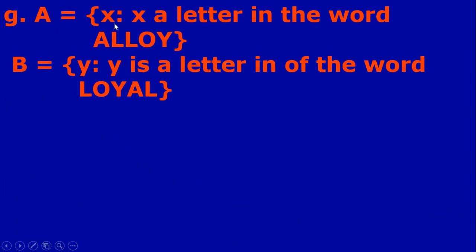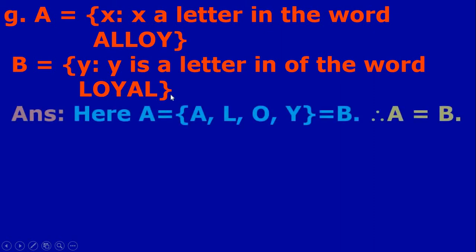Next one, A equal to the set of all x such that x is a letter in the word ALLOY, and B equal to the set of all y such that y is a letter in the word LOYAL. So here also, what are the letters used? It is A, L, O, Y, and here also we have A, L, O, Y. So the letters used in ALLOY and LOYAL are the same. So here also A and B are equal sets. Here letters used are A, L, O, Y. In B also we have letters A, L, O, Y. So therefore set A and set B are equal sets.